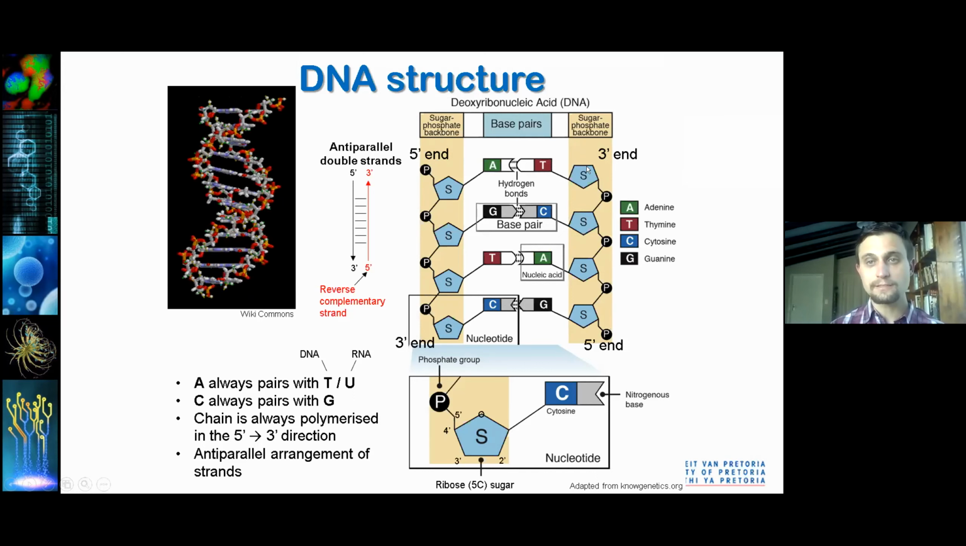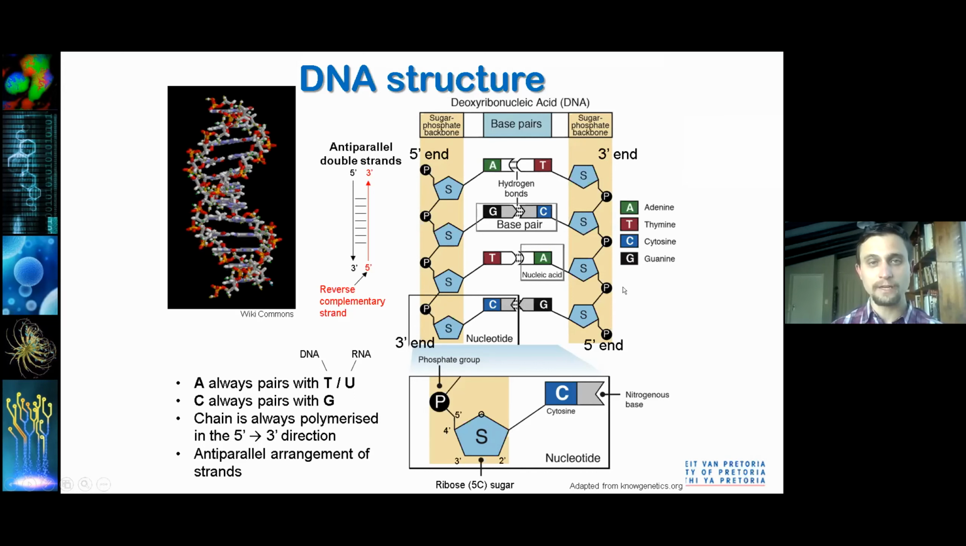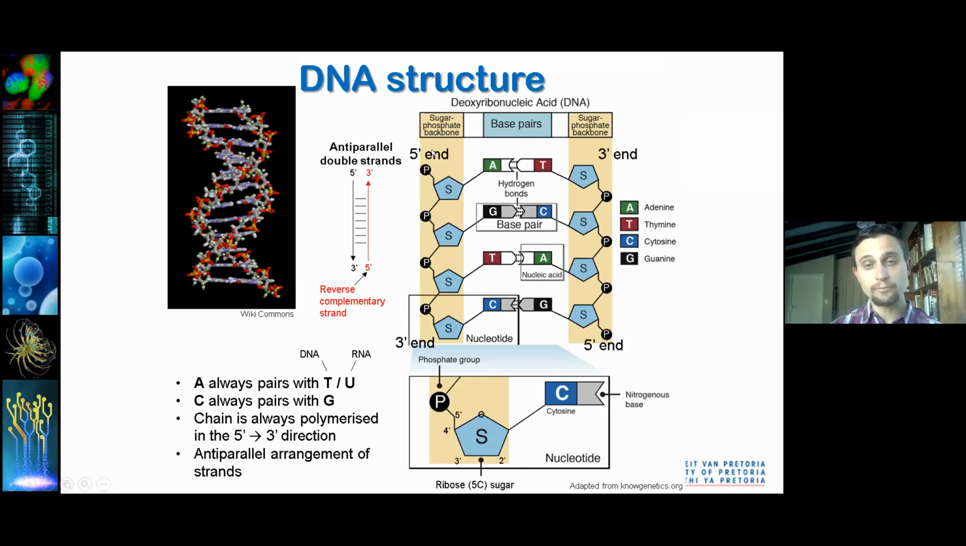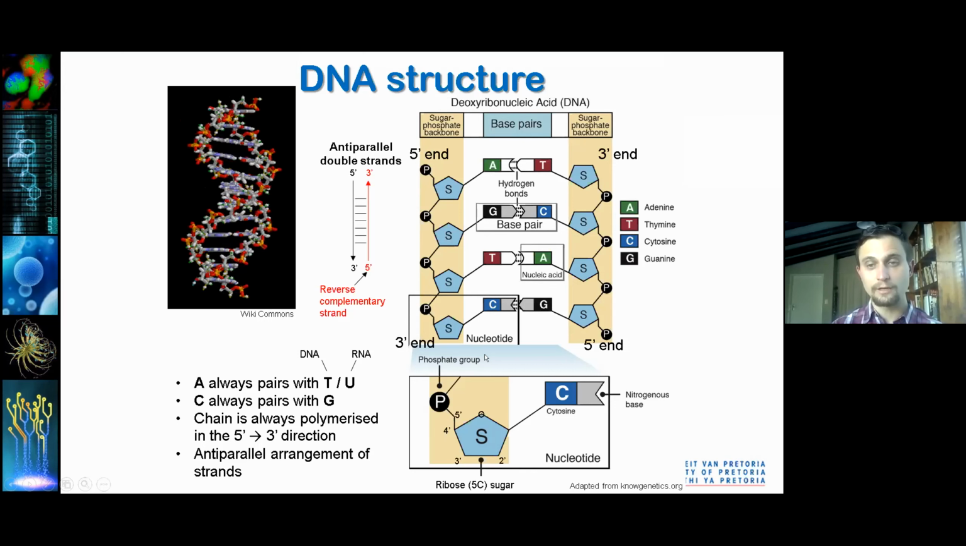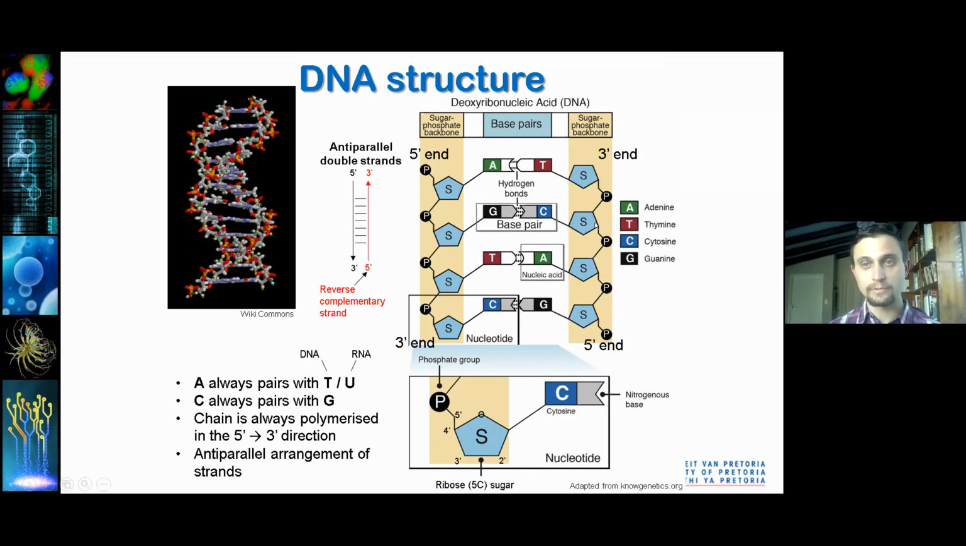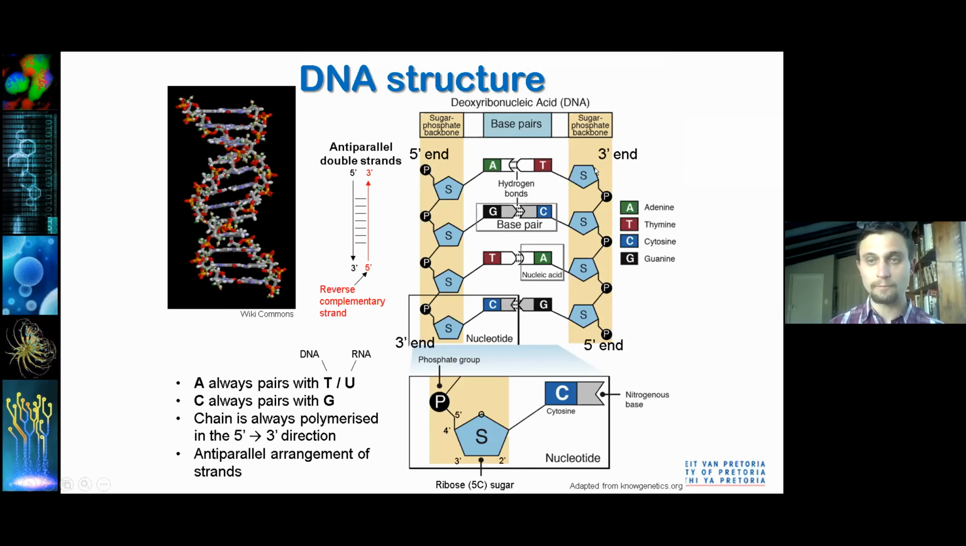Okay, and this second sequence always binds in an anti-parallel fashion. So whereas we start on this side with the 5' and we go to the 3', the other strand will start with 5' at the bottom or the opposite end, and go to the 3' upwards there.